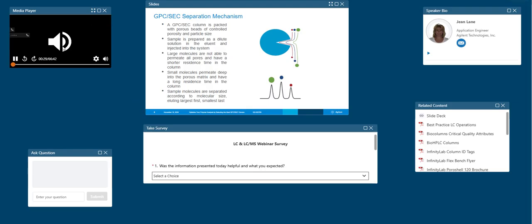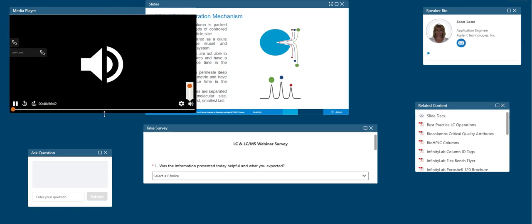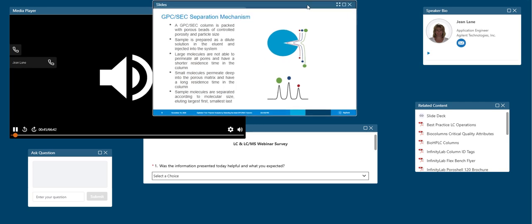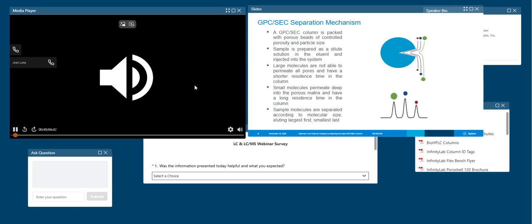So quickly, the GPC-SEC column is packed with porous beads of controlled porosity and particle size. Your sample is prepared as a dilute solution in the eluent and then injected onto the system. The large molecules are not able to permeate all the pores and have a short residence time in the column. The smaller molecules will permeate deep into the porous matrix and have a long residence time in the column. The sample molecules are separated according to molecular size, eluting largest first and smallest last.